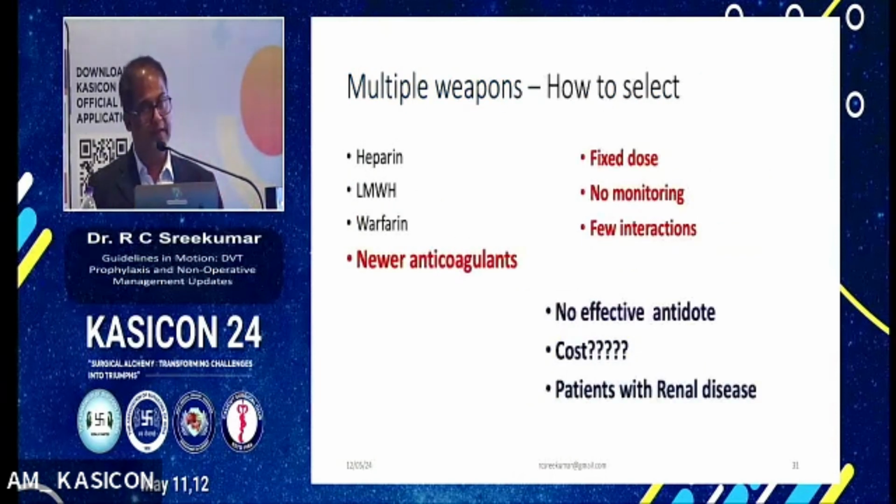So newer agents are available, the DOACs. They are fixed dose drugs. You don't need any monitoring, and there are very few interactions, but the question is they are costlier. No effective antidotes are easily available; a few antidotes exist, but they are not easily available. That's the issue with them.